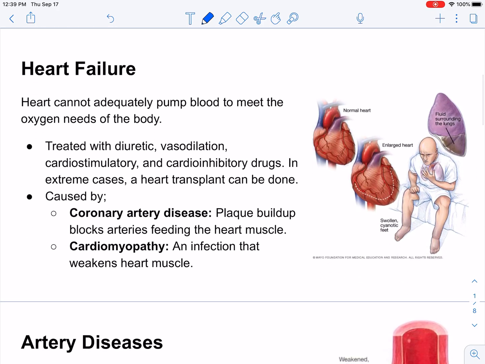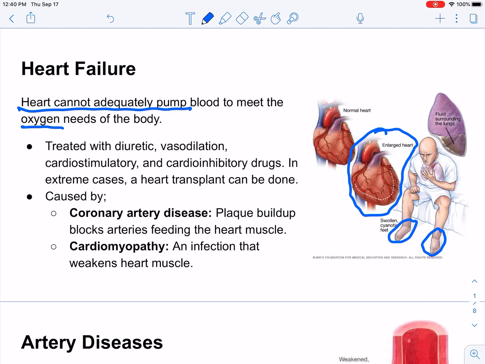Heart failure is a general term, but it just means the heart cannot adequately pump blood to properly provide oxygen to all parts of the body. So it's not a good situation. A common symptom is the enlargement of the heart, just because it's swelling up with blood and trying to get the blood pumping. People often get swollen ankles, right? The blood is starting to pool because they're losing pressure.